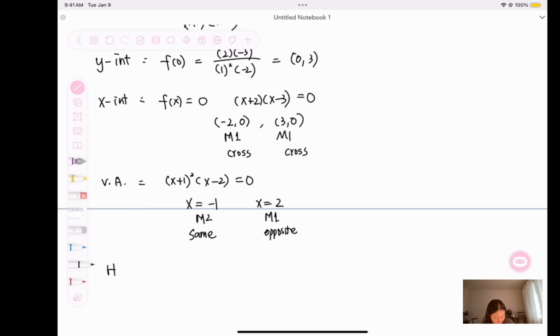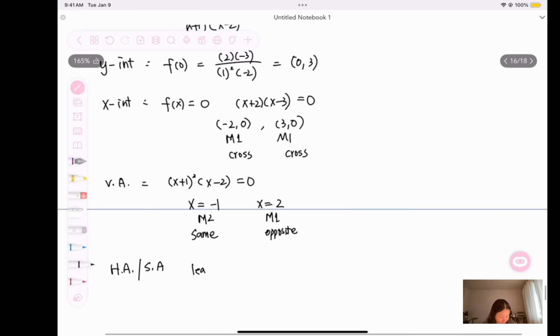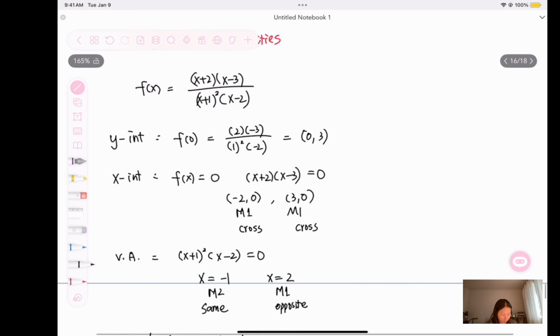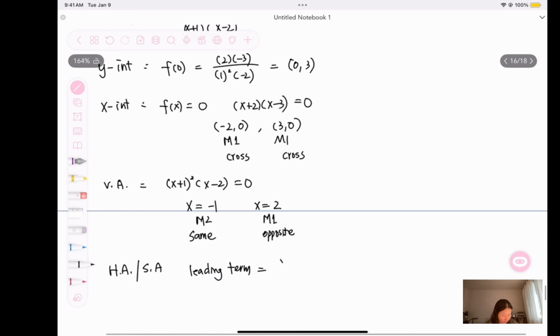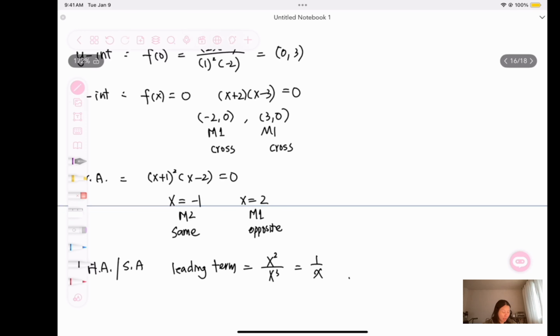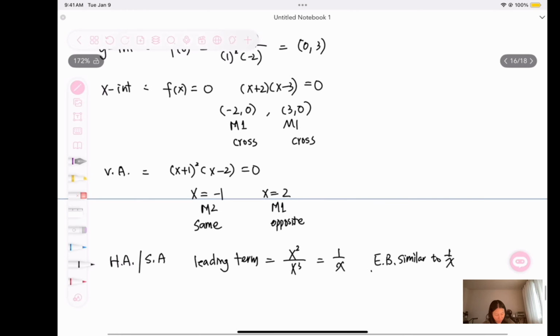Now, the next one is the horizontal asymptote or slant asymptote. We need to check that by the leading term. So the leading term will be x squared over x cubed, which is similar to 1 over x. So that means the end behavior is going to be similar to 1 over x, and the horizontal asymptote would be y equals 0.